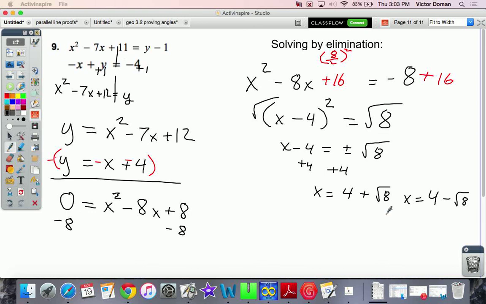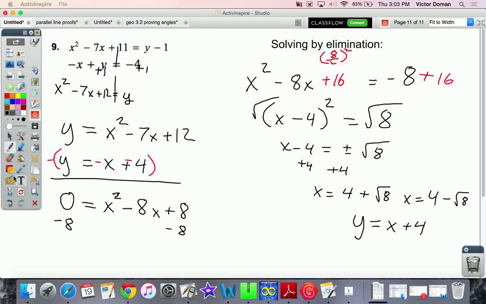What you should do is just find the decimal equivalent, the square root of 8 is going to be 2 point something. And you can go through and find those solutions. Or you can just go back to one of the original equations. If you remember, after we solved for y, we had y equaled x plus 4.